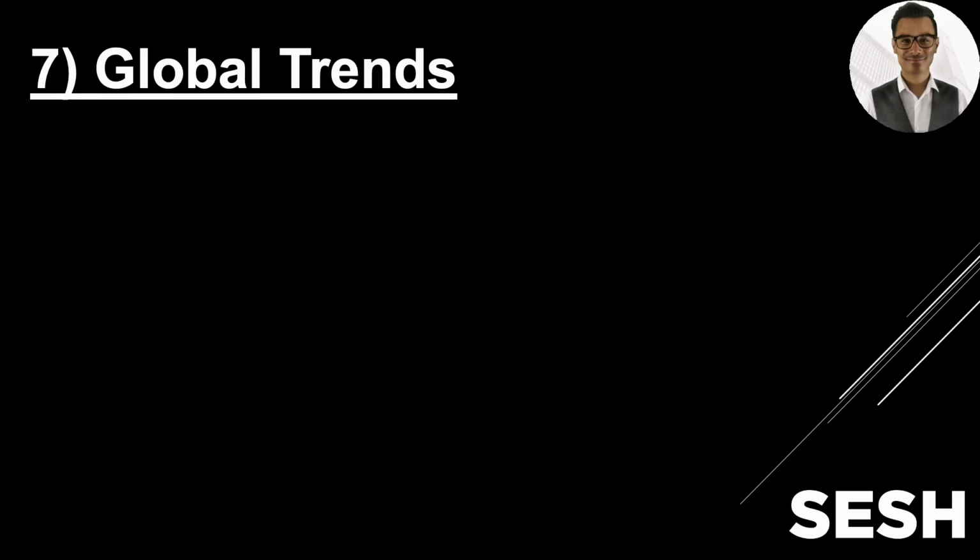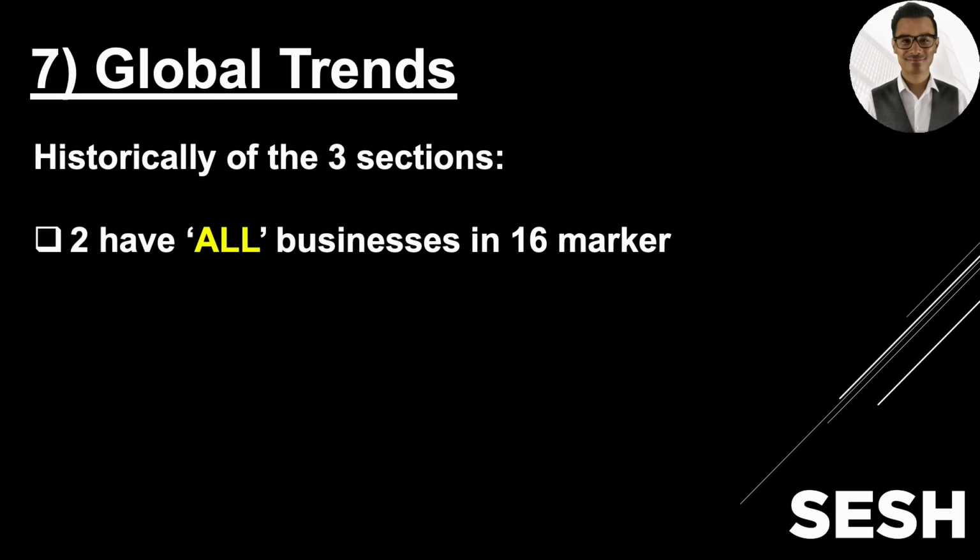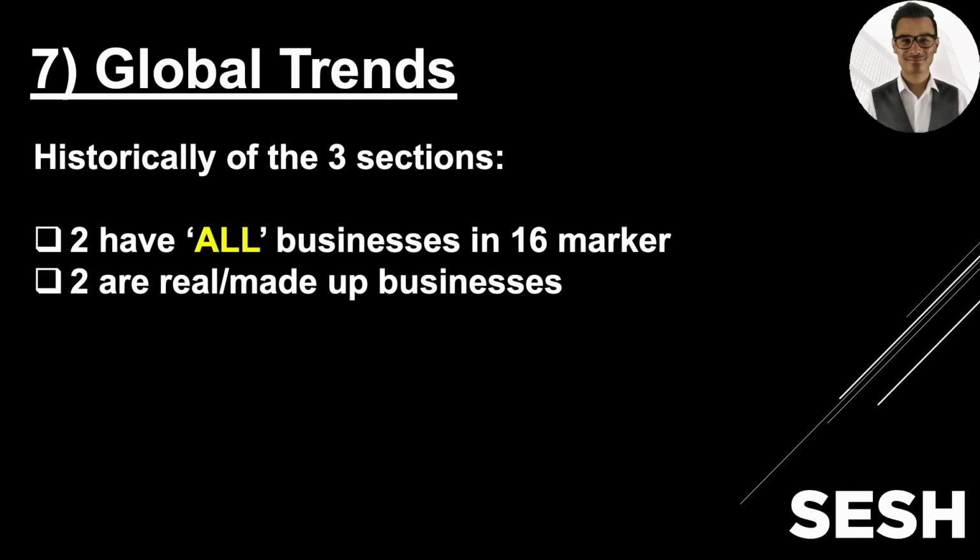levels. So the next thing to think about is global trends, number 7. So thinking about past papers that have come up. Historically, 3 sections are there. 2 have got the all businesses going on for the 16 marker. 2 are real or made up businesses or copycat businesses. And 1 has had a real world vibe. 2021, banking change and all the challenger banks. And that was kind of happening a couple of years before. 2022, disrupted supply chains. And that was a 2021, post-COVID 2020 thing. Last year, remote working. That was a 2021, 2020 type thing with working from home.